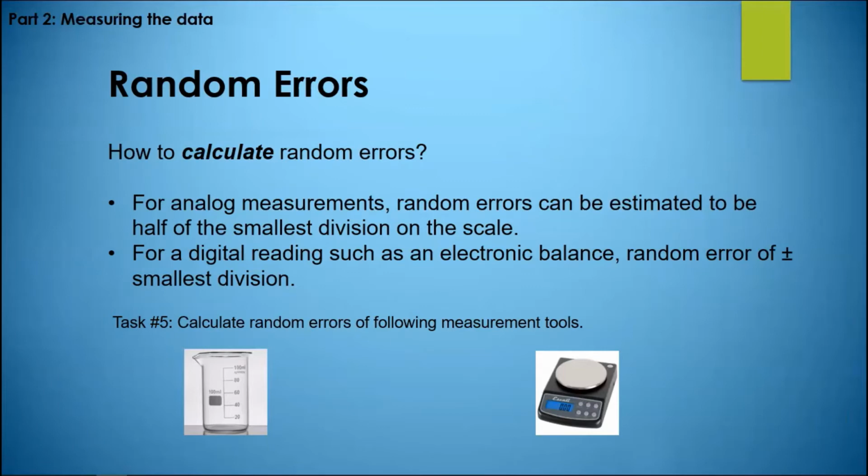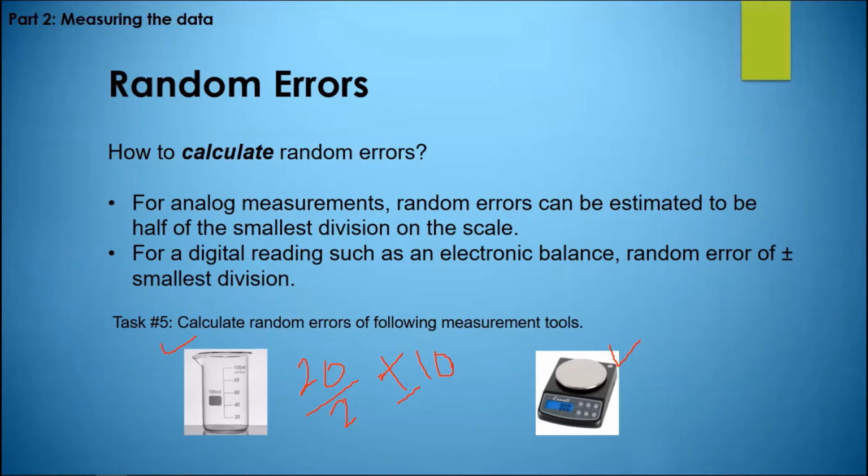So if you look at this one, we have a beaker over here. It has like 10 markings. No, actually it has 20 markings. So the random error will be 20 divided by 2, right? So your random error for this beaker will be plus or minus 10.